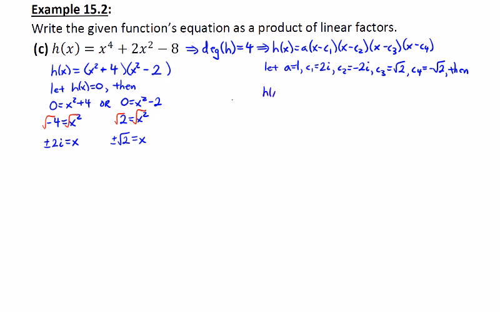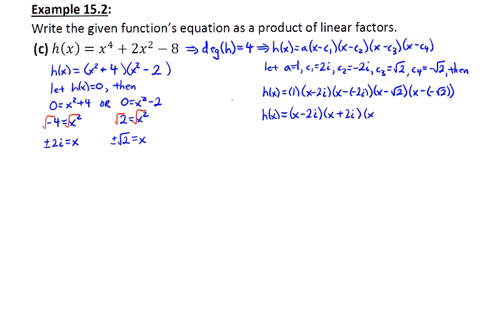So just whatever order you want, assign C1 through C4. And now we can write h of x as 1 times x minus 2i times x minus negative 2i times x minus the square root of 2 times x minus the negative square root of 2. And I'll clean that up just a bit. I'll drop the 1 and make it implied. First factor is x minus 2i, followed by x plus 2i, followed by x minus the square root of 2, and then finally x plus the square root of 2.